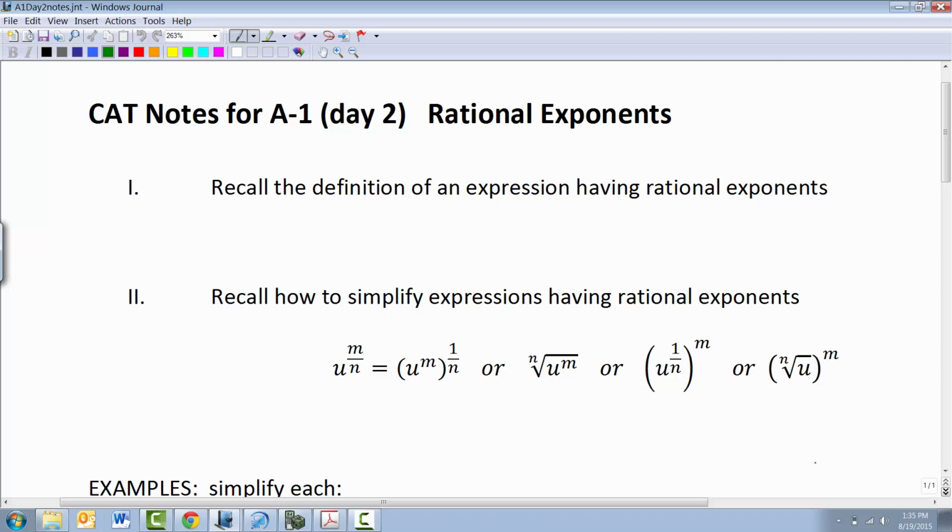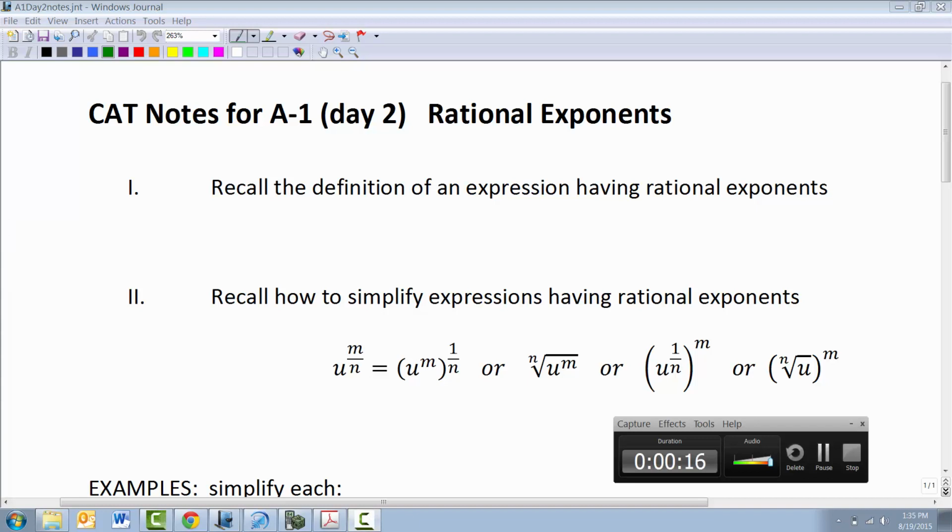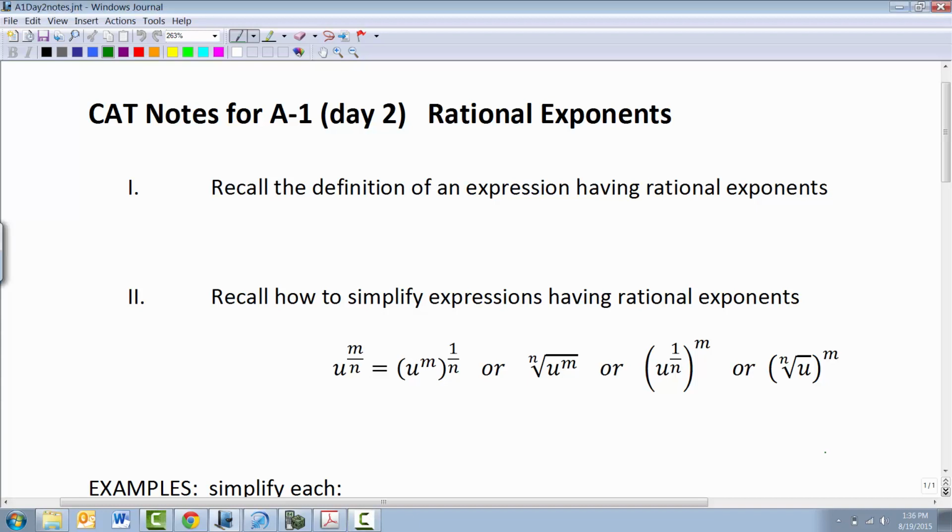Does anyone know what the word rational means? What does the word rational mean in math, not like in English? We just said whole numbers, integers, and so on. Then rational numbers. Rational numbers are numbers that can be expressed as a fraction.